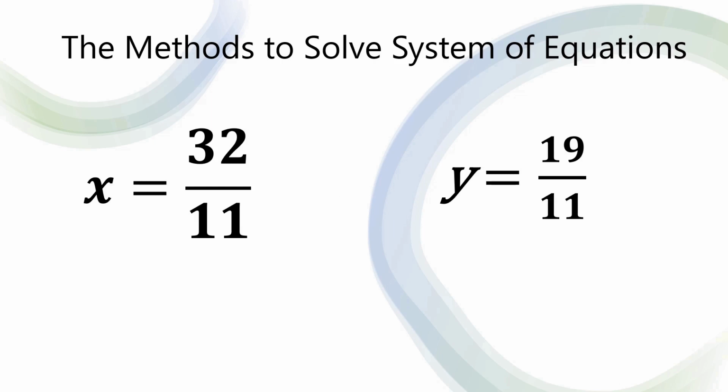Step 7. The solution to the system is the values of x and y. X equals 32 divided by 11. Y equals 19 divided by 11.